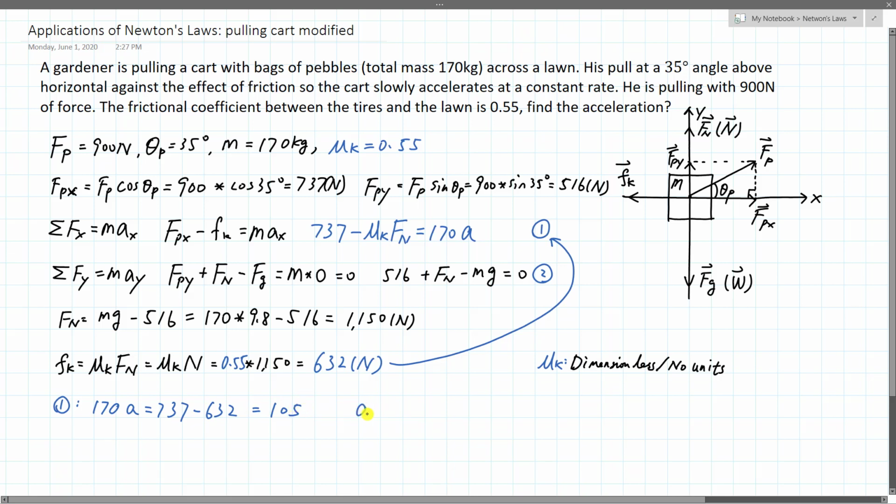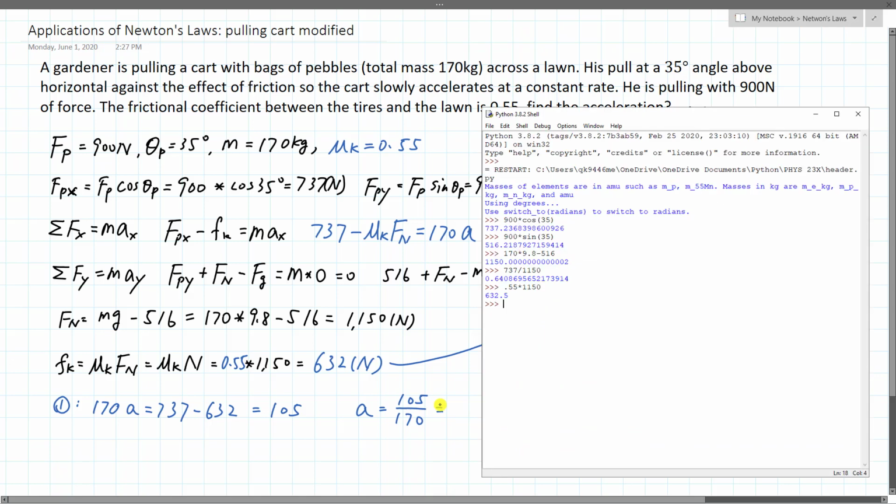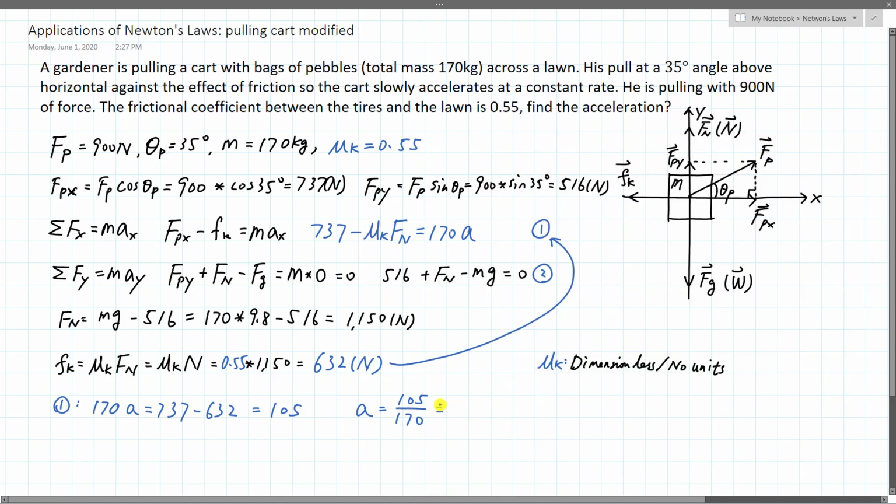And then I can divide both sides by the mass. So a is equal to the net force, 105 newtons, over the total mass, 170 kilograms. Let's use the Python calculator again. 105 over 170. So we have an acceleration. Let's keep two sig figs: 0.62 meters per second squared.